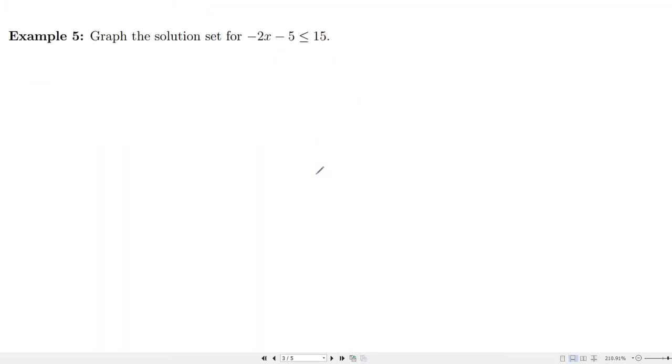Okay, so for this one, first, let's bring the 5 over, and we'll sort of isolate the term that has an x in it. So add 5 to both sides of the inequality. So we'll have negative 2x less than or equal to 20.